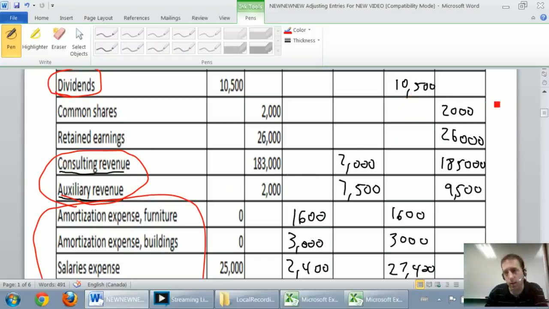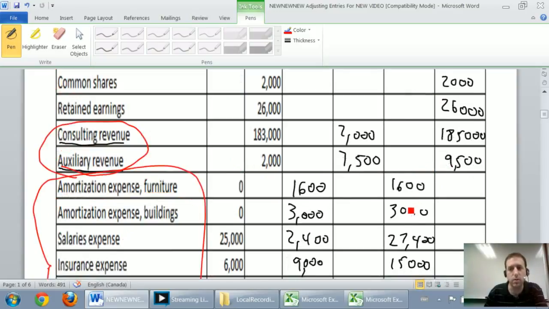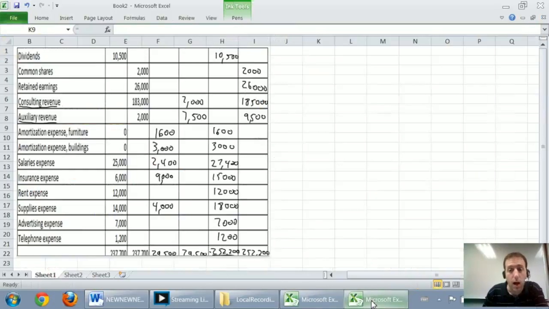We're going to credit our dividends to make it go to zero. We're going to debit our revenues to make them go to zero. And we're going to credit our expenses to make them go to zero. And that's opposite of what we normally do. Normally we're only debiting expenses, and normally we're only crediting revenues. Closing entries, we kind of do the opposite of what we normally do. So I've kind of set it up in this Excel workbook.